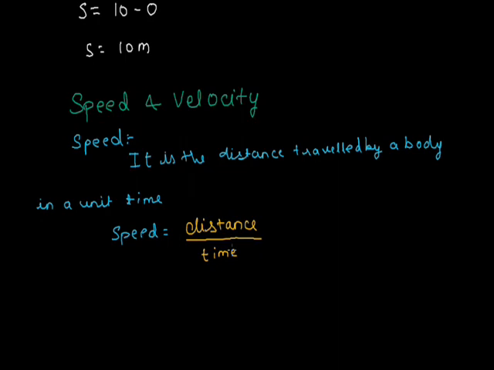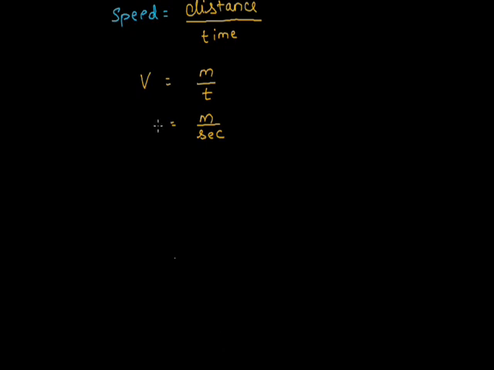For example, in a straight line, the speed of the particle is the total distance covered upon the total time taken. Its unit is meter upon time taken t, is equal to meter upon second, is equal to meter per second.